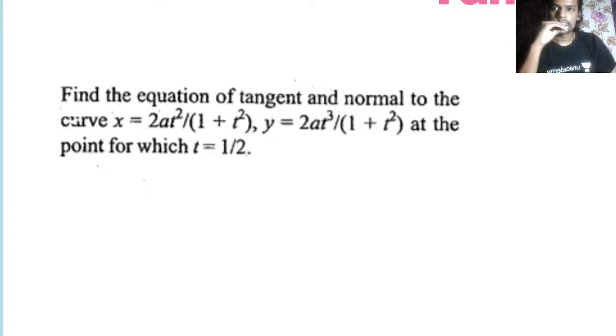So this is the question. Find the equation of tangent and normal to the curve x equals 2a t square upon 1 plus t square, y equals 2a t cube upon 1 plus t square at the point t equals half. ठीक है, तो this kind of equation, when you have given x in terms of another variable t and y also in terms of another variable t, this kind of equation is known as parametric equation. Okay, why parametric equation? Because both x and y are being represented as a function of another variable which is t.